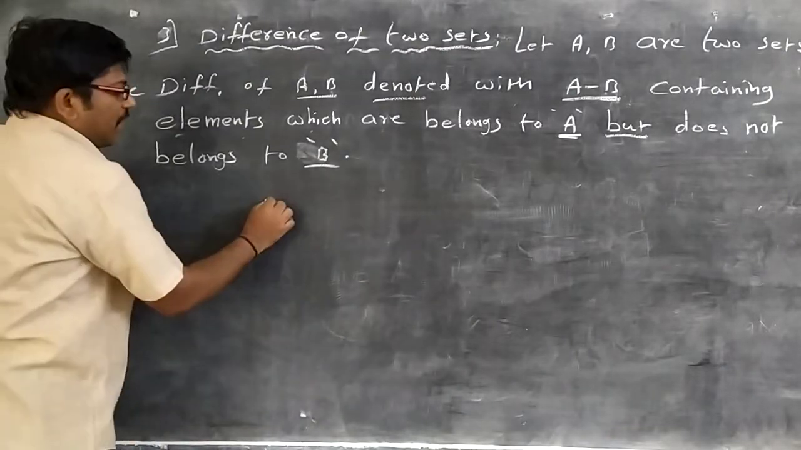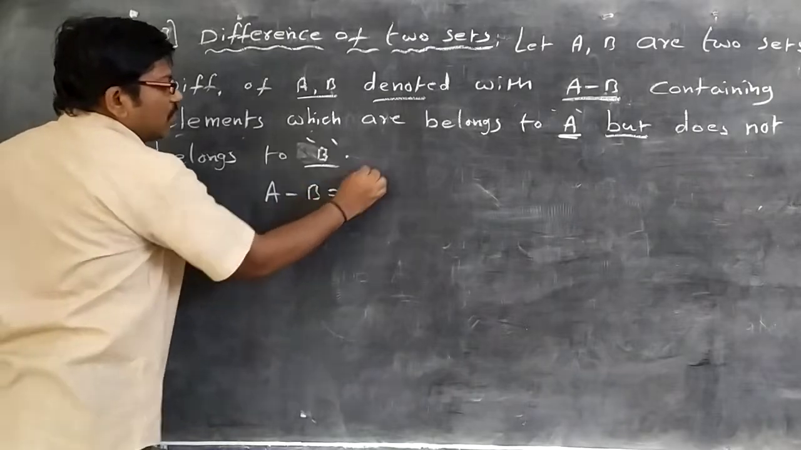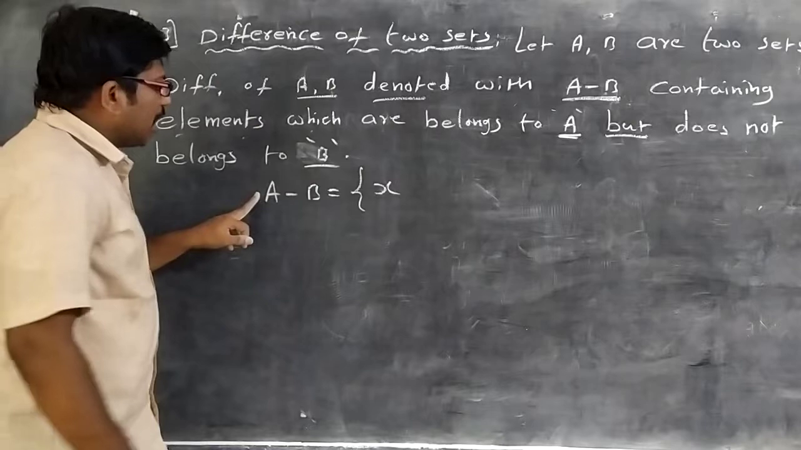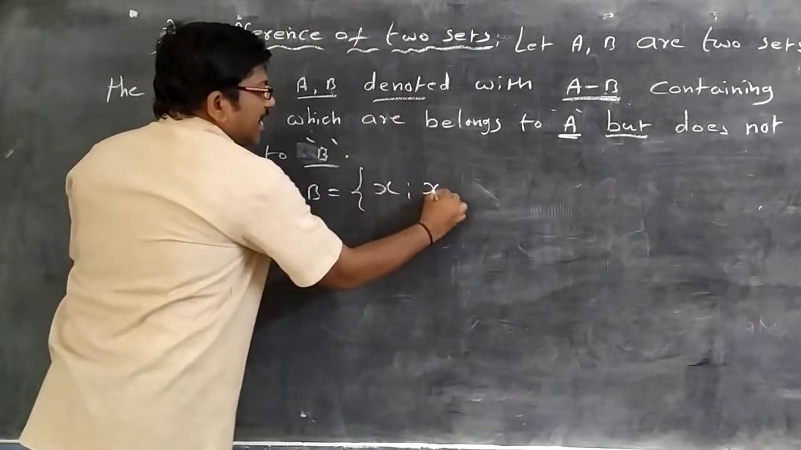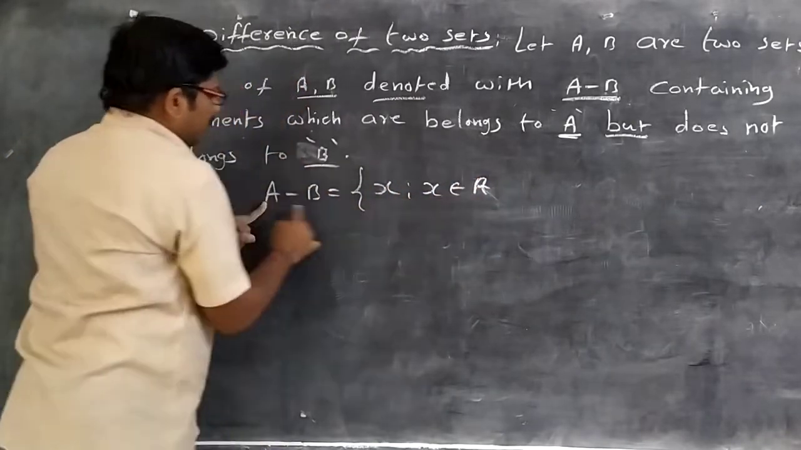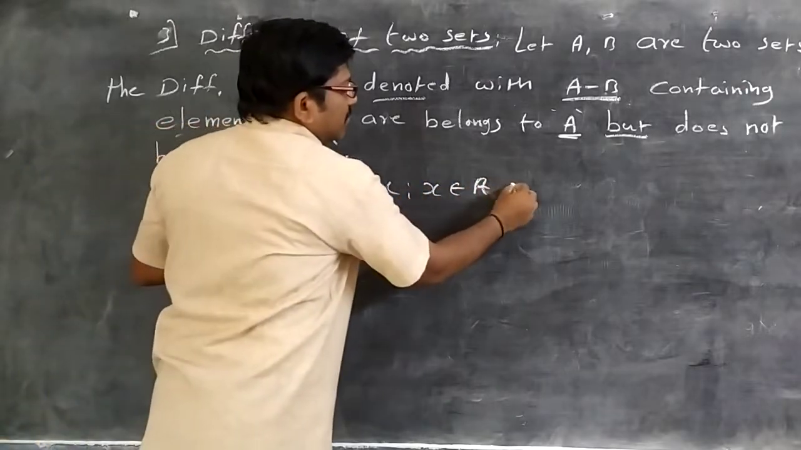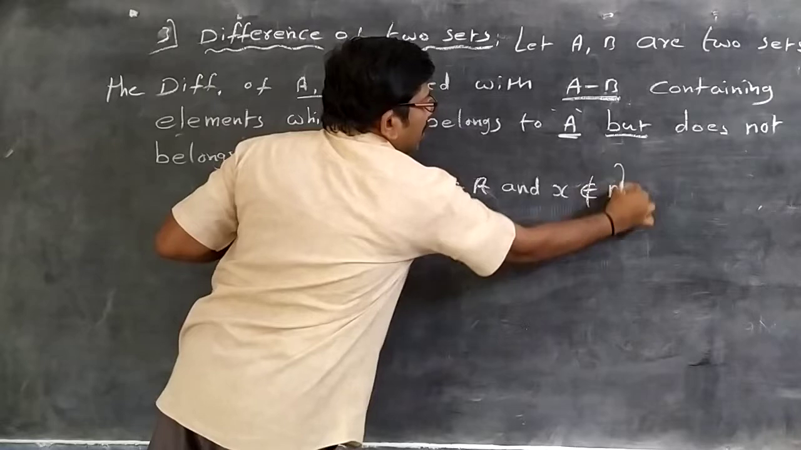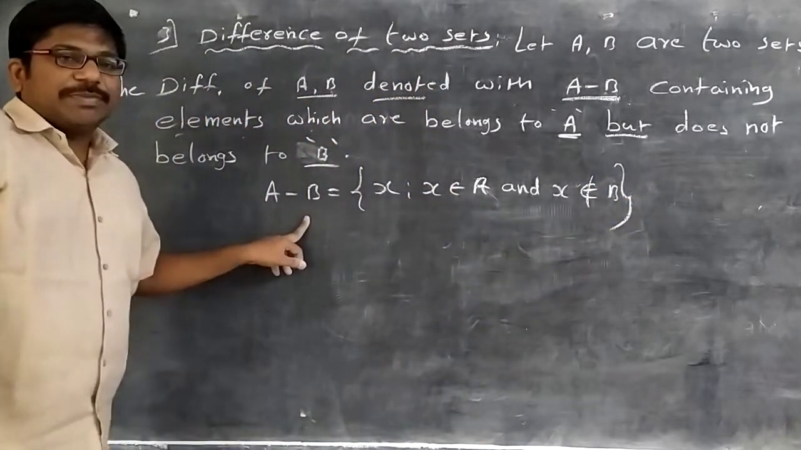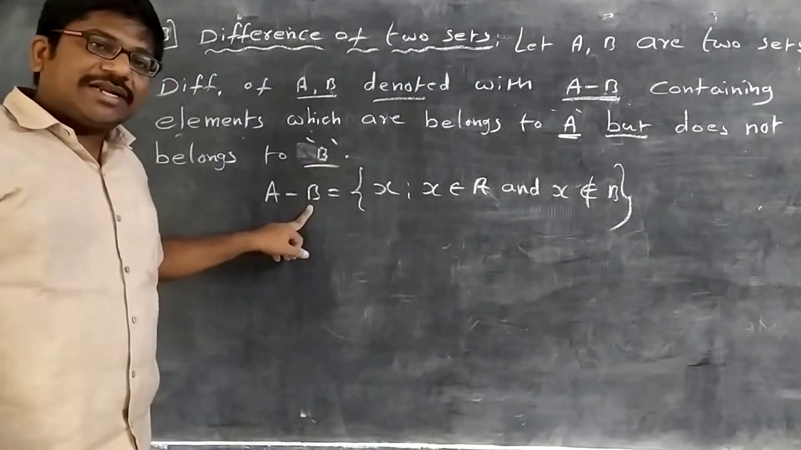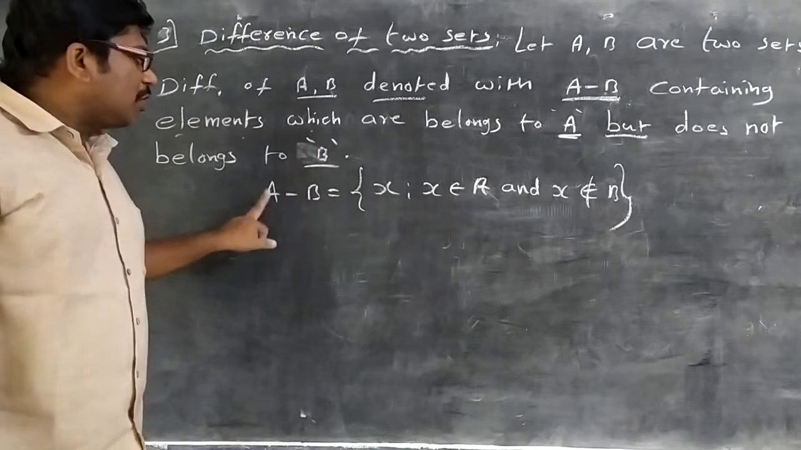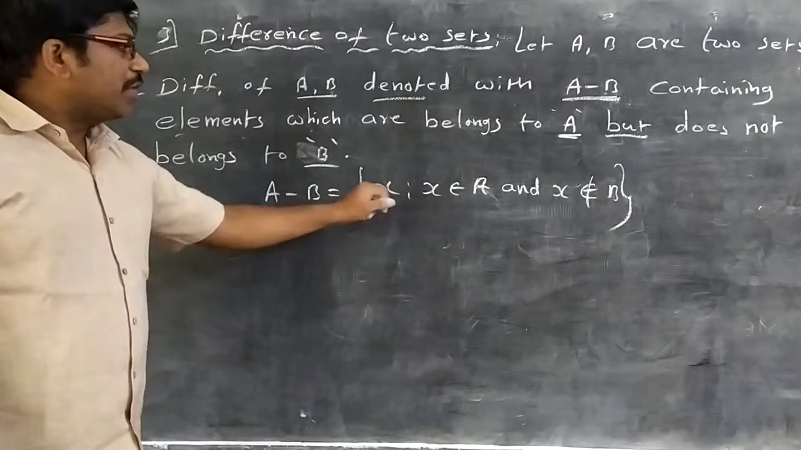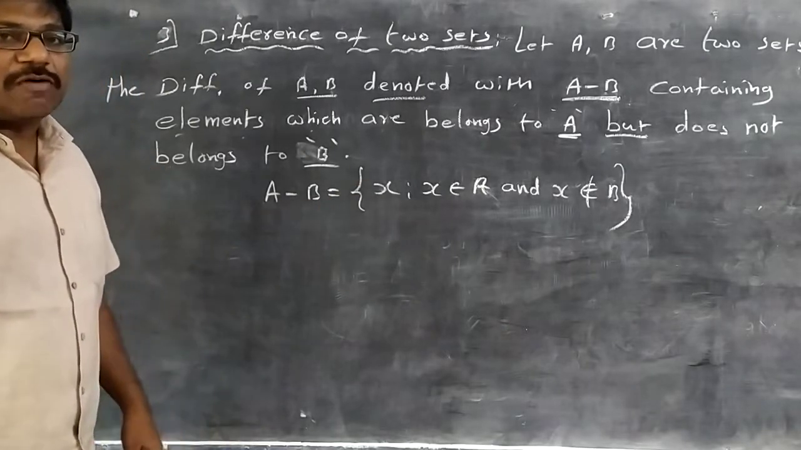In set builder form, A minus B is equal to the elements x. Listen carefully. Here x belongs to A but x does not belong to B. So this is called A minus B. A minus B is a set containing elements which belong to A but do not belong to B. So it is known as the difference of A minus B.